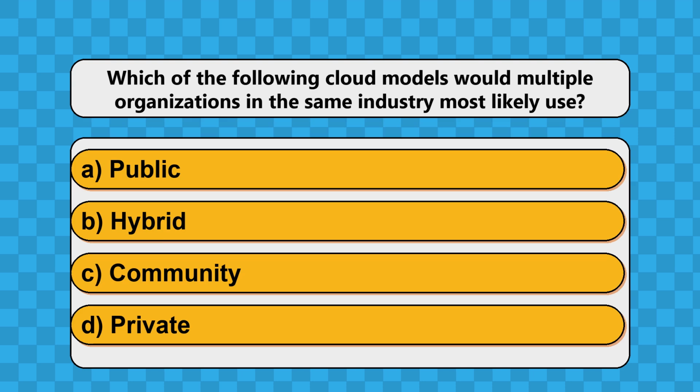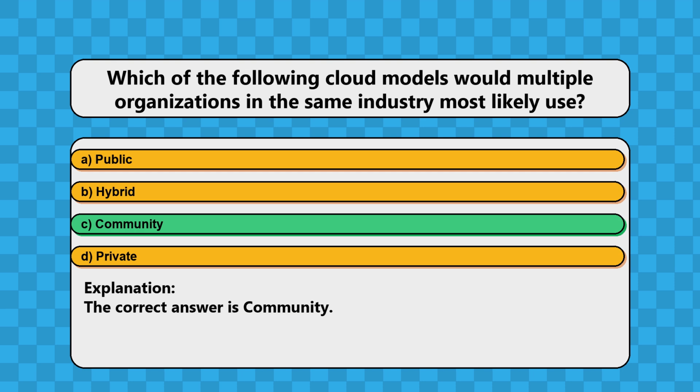Question 74. Which of the following cloud models would multiple organizations in the same industry most likely use? Option A, public. Option B, hybrid. Option C, community. Option D, private. The correct answer is option C, community.